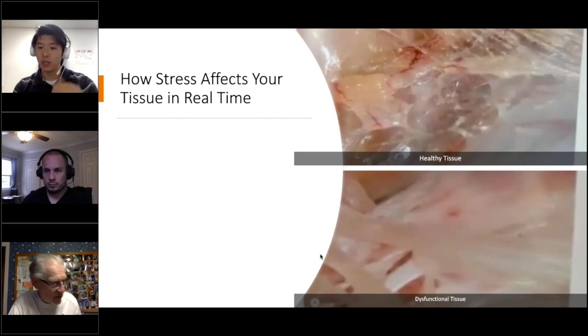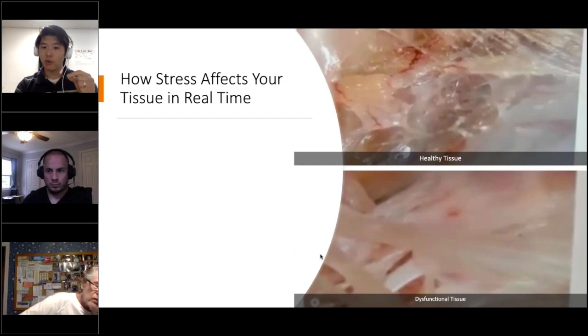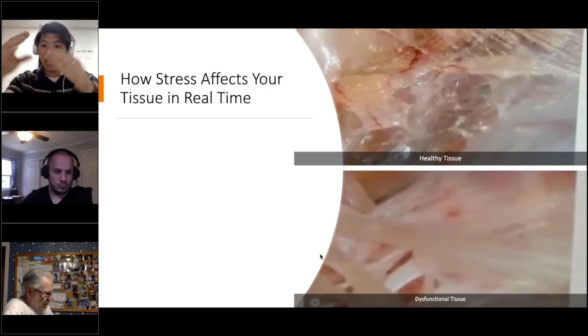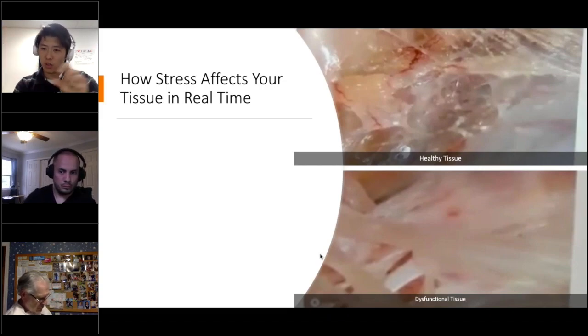So the bottom picture on the right is called dysfunctional tissue. And if you can see it, it's very thick. This is about the same zoom. It's very thick, and you can notice there's not a lot of water to it. So it gets really dense and tight, right?